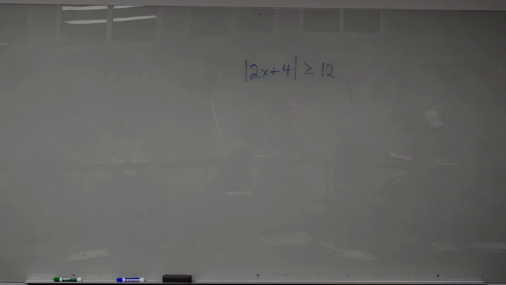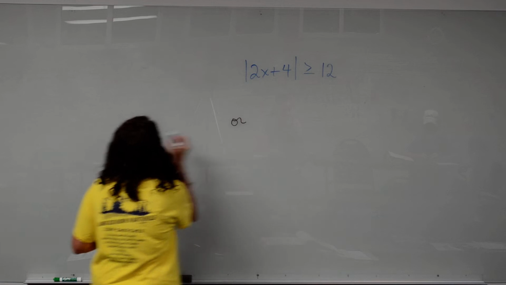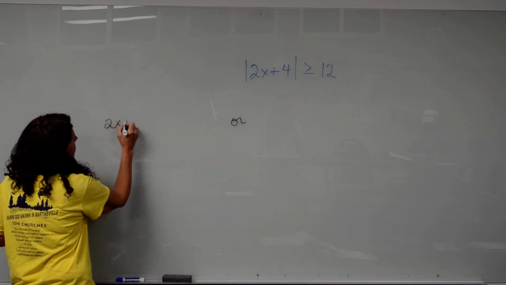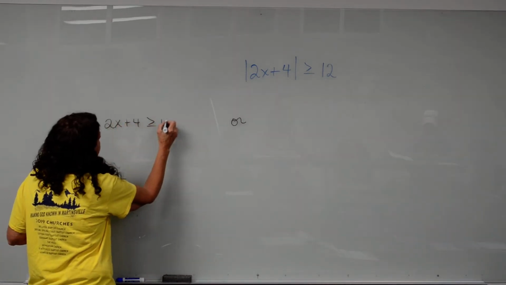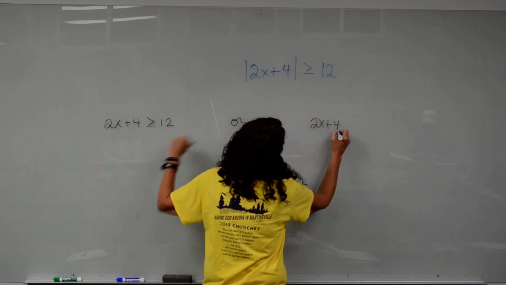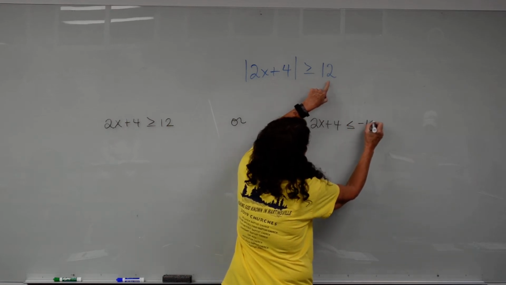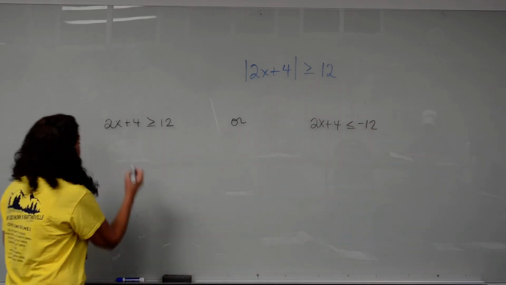Work it out real quick. It is an or statement, so I'm going to put an or between it. I'm going to write the problem exactly as it is. Then I'm going to put the part that's in the absolute value, switch the direction of the sign, and take the opposite. Then I have the two problems to work out.